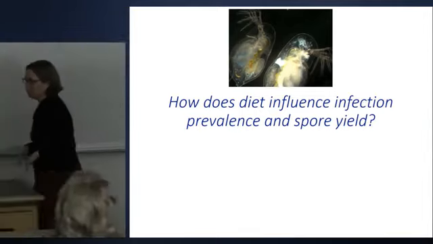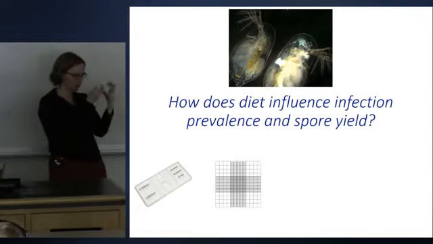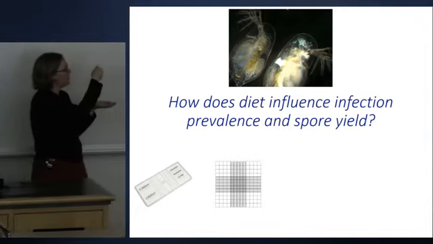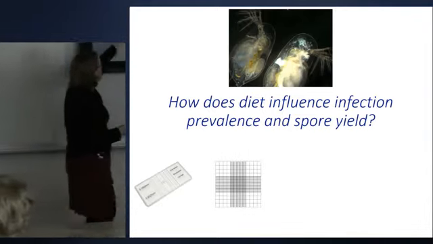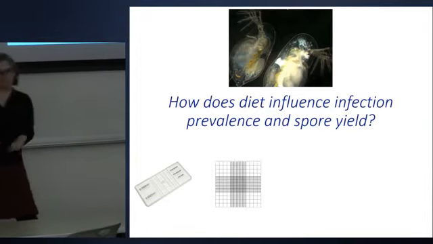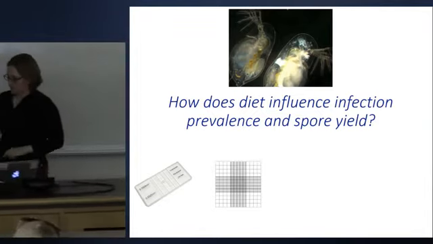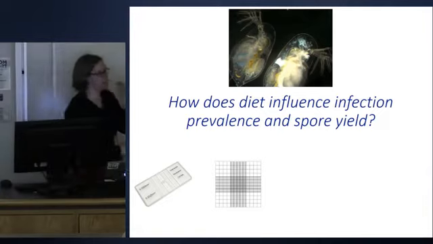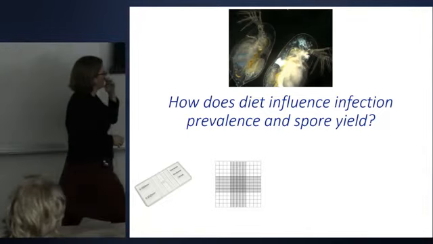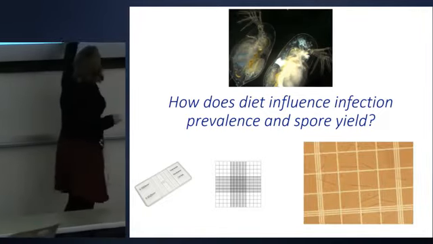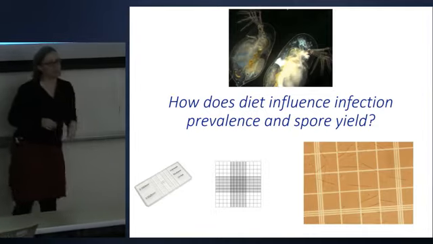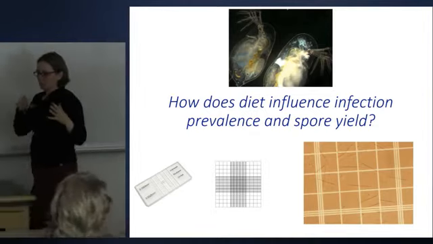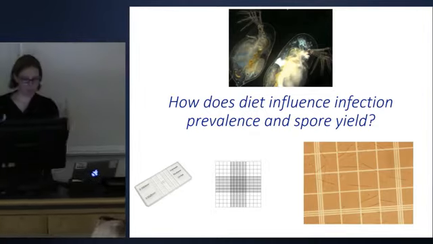And then in terms of spore yield, we do this. We grind up the animal in a known volume of water, and then we use a hemocytometer, which is a special kind of slide that has this grid on it that allows us to count the spores. And this is what it looks like under the scope. Each of these here is a spore of the fungal parasite. So we can then calculate how many were in the host's body.